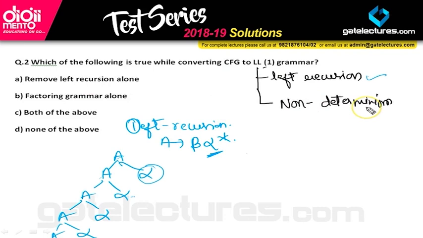The second one is determinism, and solving this problem is known as factoring grammar. I'll give you an example. Let's say my grammar is given like A → αβ1 | αβ2. There's no left recursion, but still there is a problem. Now, these are common prefixes over here.